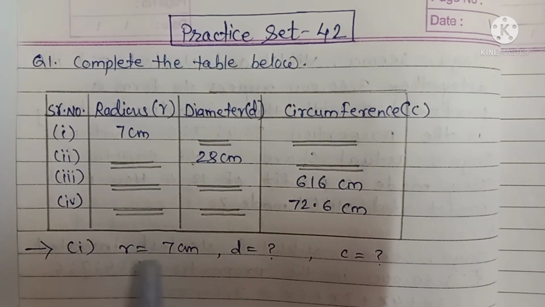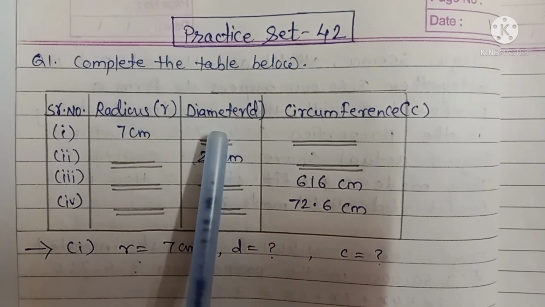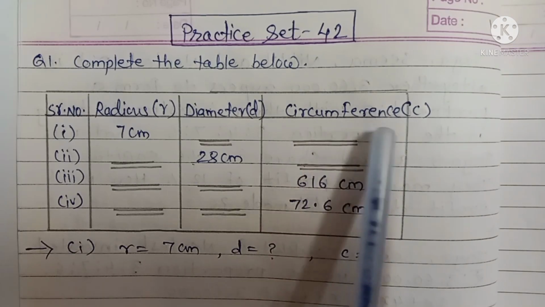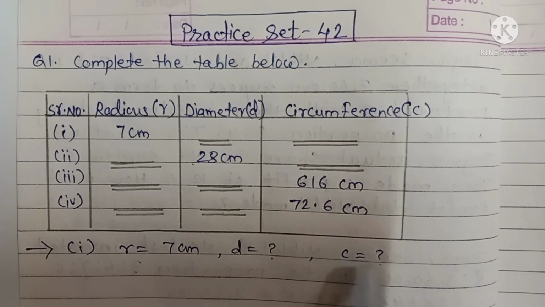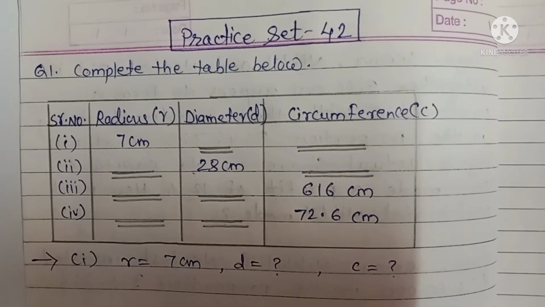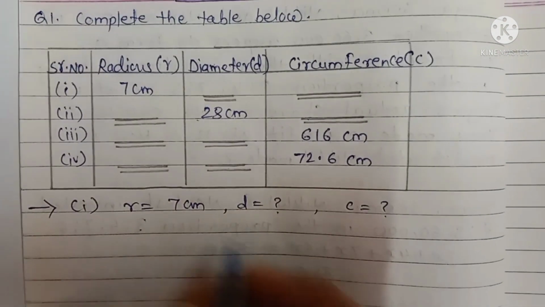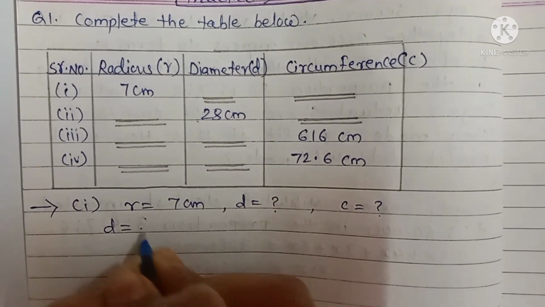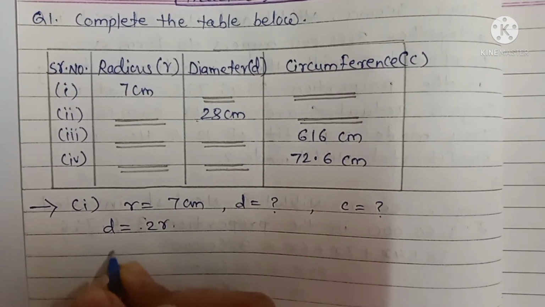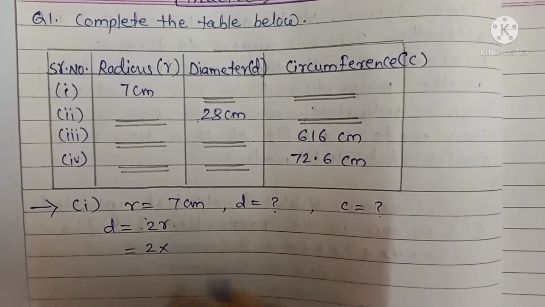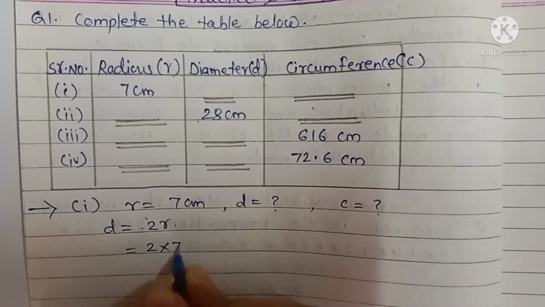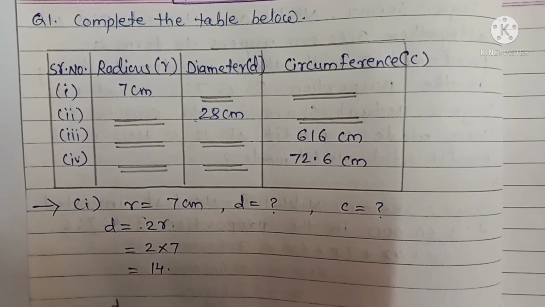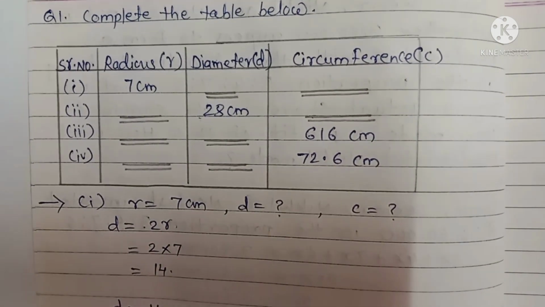First, radius is given, 7 centimeter. Diameter is not given, that's why D is equal to question mark. And circumference is also not given, C is equal to question mark. First we will find the diameter. Formula for diameter: D is equal to 2R. 2 into R, radius is given 7. 2 times 7 is 14, means D is equal to 14 centimeter.